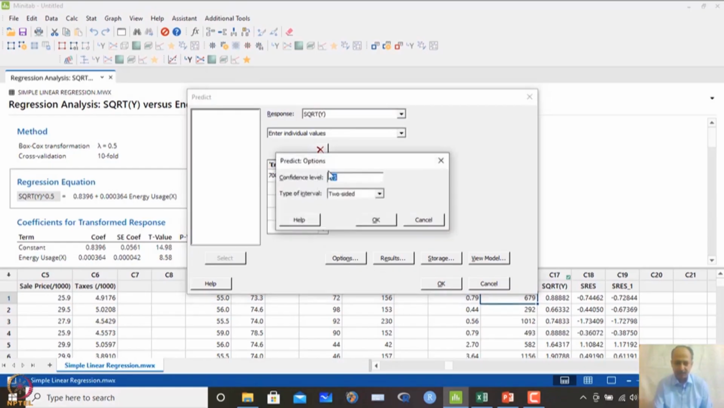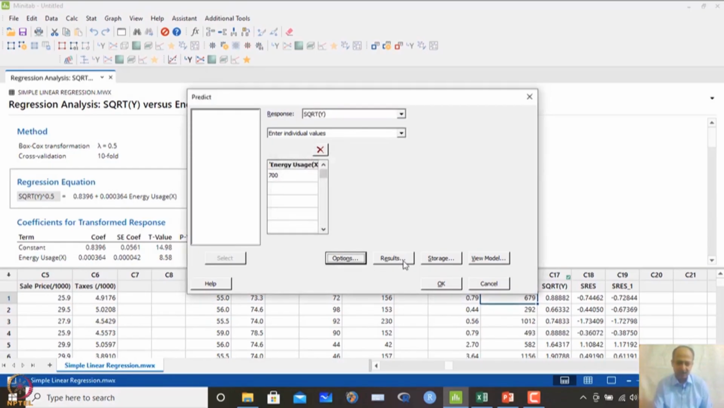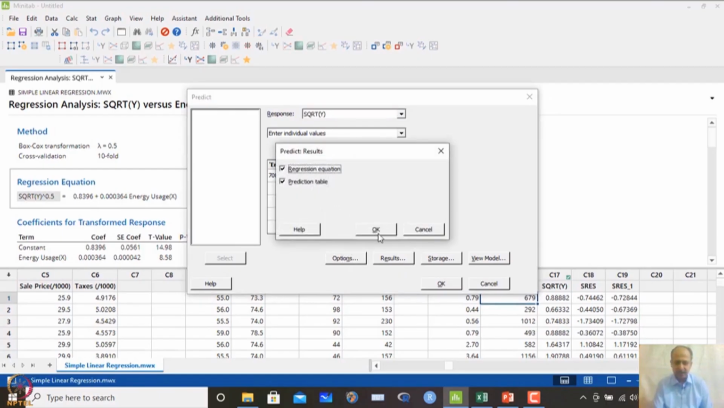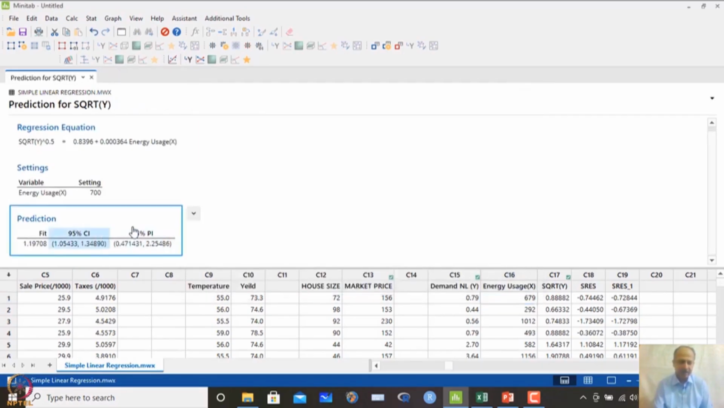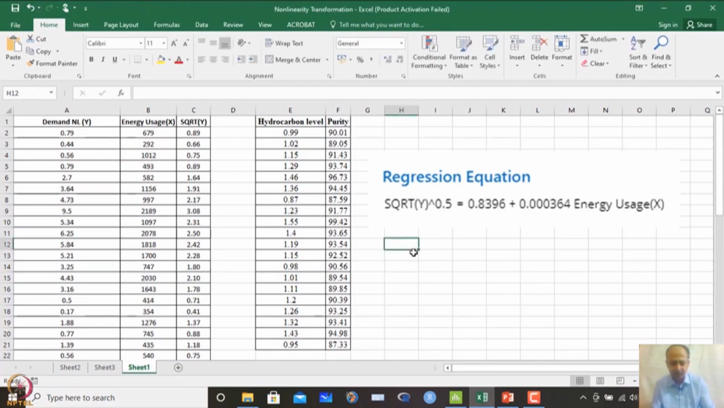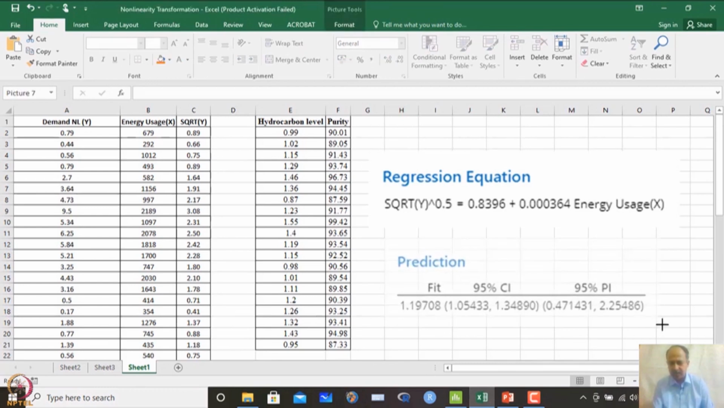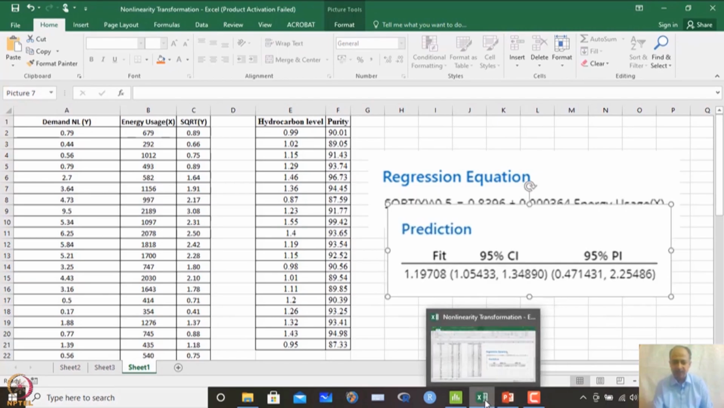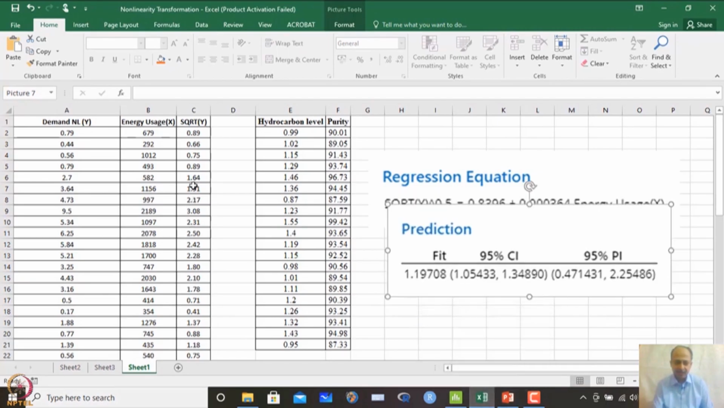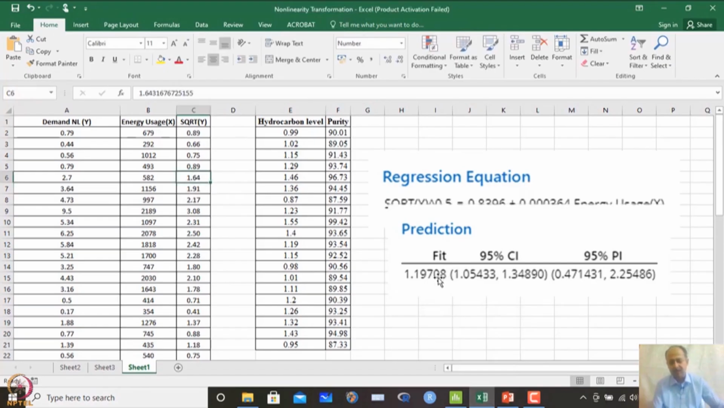In options, the confidence interval can be generated, and in results, the regression and predicted tables. In storage, if you want to store it, that is also possible; view model is not required. The predicted value will be given here. If I copy this and paste it here, you can see the values generated from the regression equation. The fit value is approximately 1.97. This is the square root of y; if you square it, you will get the actual value of y.